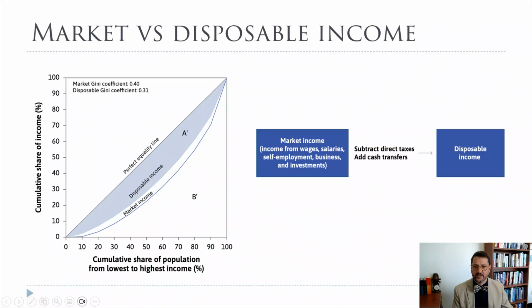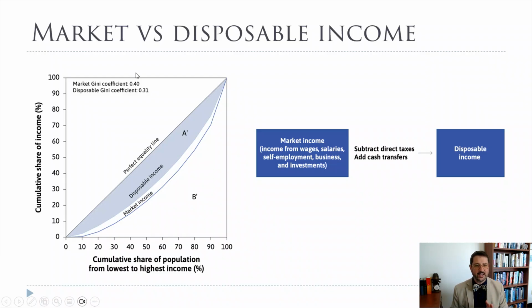And so here we have an example, I think this is the Netherlands, where we have a Lorenz curve for market income, that's that bottom line. But then we also have a Lorenz curve for disposable income, that's that middle line. And they've calculated the Gini coefficients for us. The market Gini coefficient is 0.4, so a little bit higher than what we just calculated. And the disposable income Gini coefficient is 0.31.